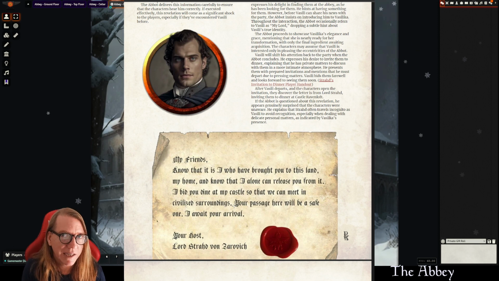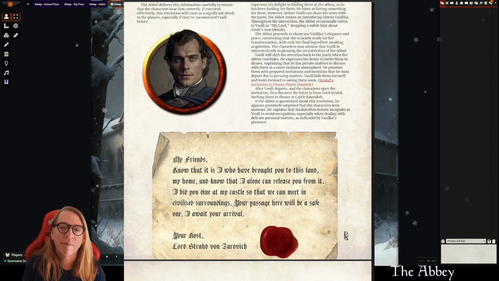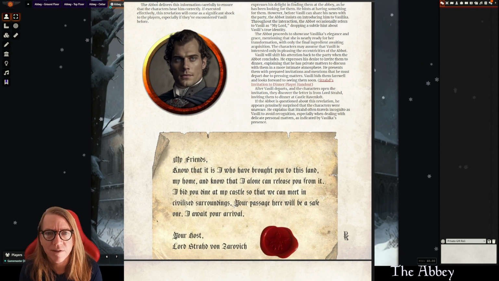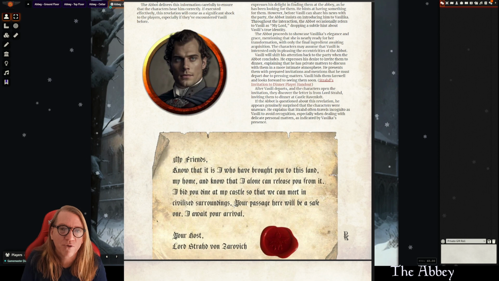Now, the players might not connect that Vasily is Strahd. So as they're reading this, perhaps the Abbot goes, "Oh, how nice. Strahd invited you to dinner." And the players might be confused. And it's like, well, of course Vasily is Strahd. How do you think he travels around Barovia? He doesn't travel around as Strahd. He travels around as Vasily in disguise. So this is a great reveal.